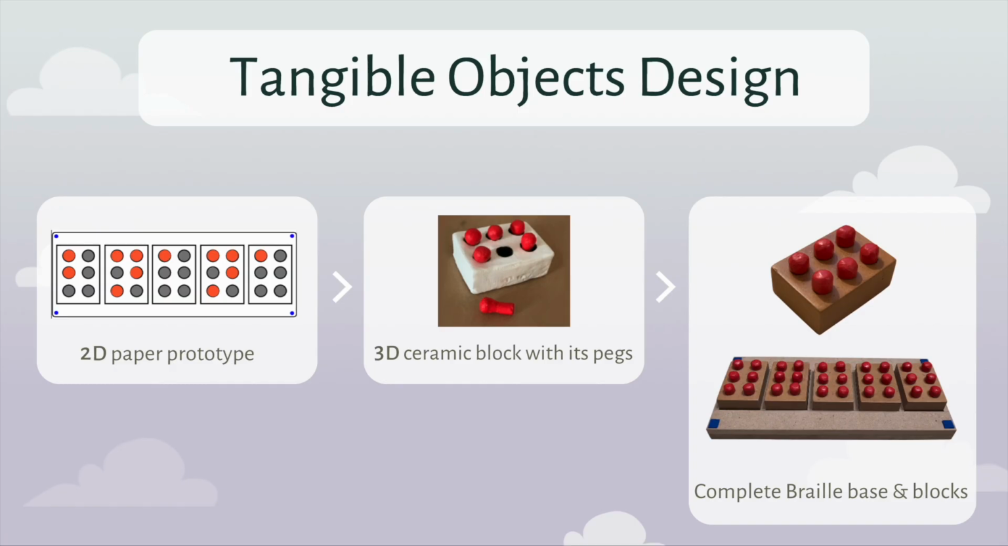For our tangible object design, at first, we created a 2D paper prototype to start visualizing the dimensions of the bases. Then, a 3D design of a single block with its pegs using ceramic paste to cover the limitation of the 2D design and catch the design error early. Finally, we came up with the final design of blocks and pegs that follow standardized Braille cell dimensions.